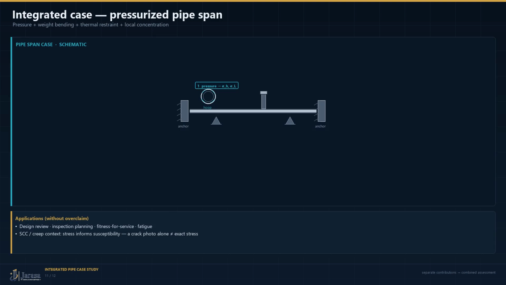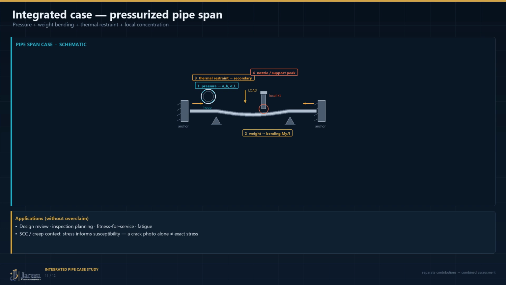Bring it together on a pressurized pipe span. Internal pressure contributes hoop and longitudinal membrane stress. Dead weight between supports adds bending. Thermal expansion against anchors adds secondary axial and bending. A branch nozzle or support introduces local concentration. Visually separate each contribution, then combine for assessment, principal stresses or von Mises for yielding checks, and primary-secondary-peak thinking for design and fitness for service.